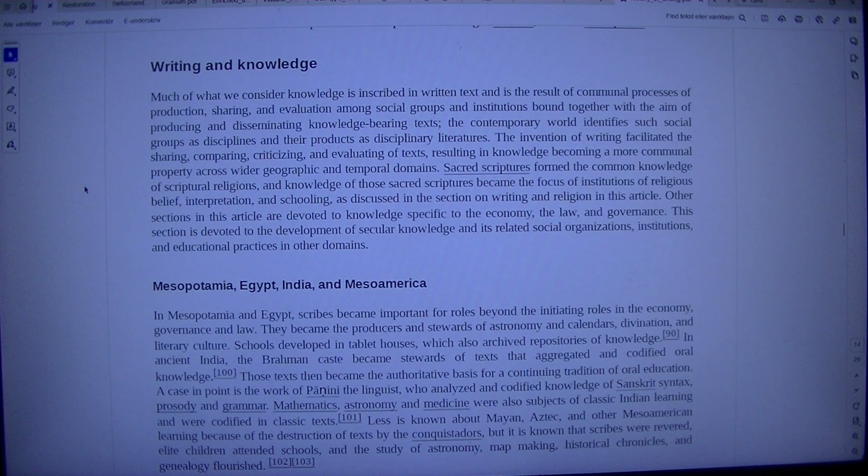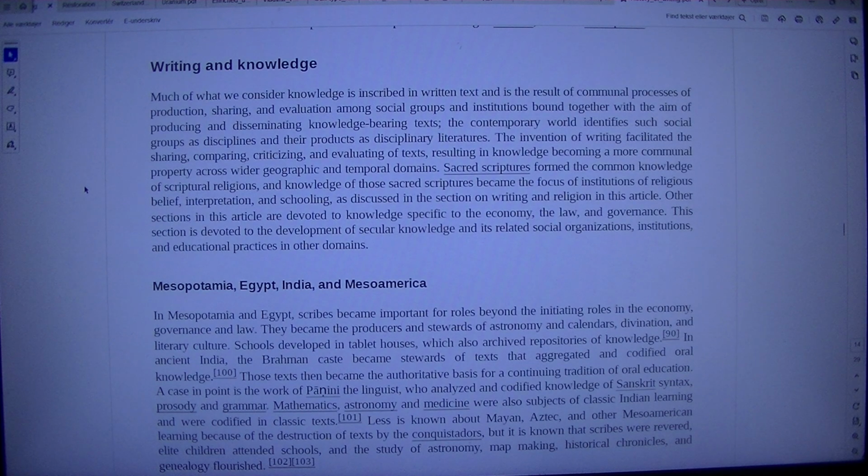The invention of writing facilitated the sharing, comparing, criticizing, and evaluating of texts, resulting in knowledge becoming a more communal property across wider geographic and temporal domains. Sacred scriptures formed the common knowledge of scriptural religions, and knowledge of those sacred scriptures became the focus of institutions of religious belief, interpretation, and schooling, as discussed in the section on writing and religion in this article. Other sections in this article are devoted to knowledge specific to the economy, the law, and governance.